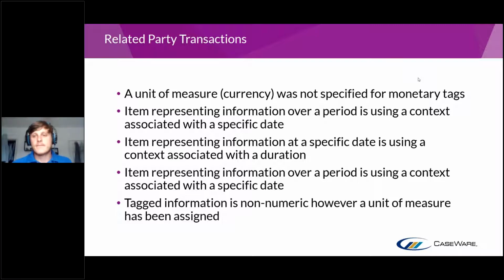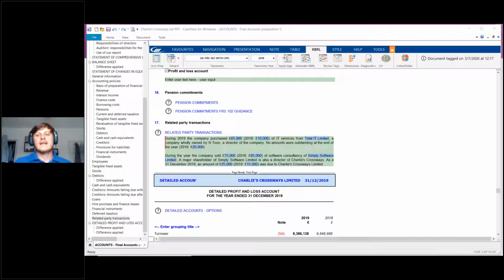I'll just wait for that to load up. And you should now be able to see just a standard example of a related party transaction note that we put together just for this demonstration. Now, we've got two related parties, Total IT Limited and Simply Software Limited. And within those, we've got a couple of payments to the related party and a couple of amounts owed from the related party. And we're just going to look at some of the common errors that appear as a result of manually tagging these sections.